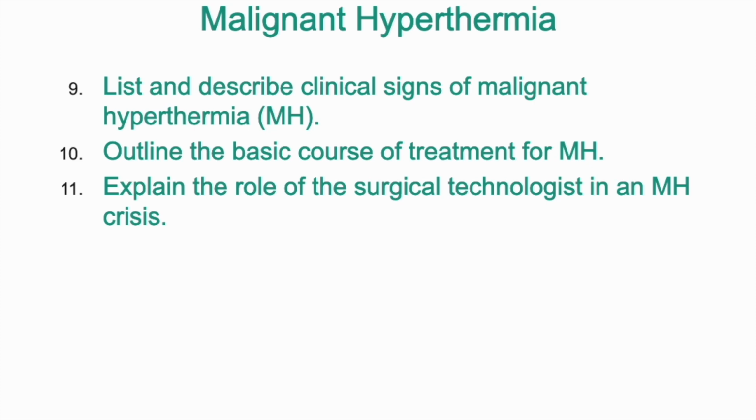Recognizing clinical signs such as rapid rise in body temperature, muscle rigidity, tachycardia, and hypercapnia is critical for early intervention. Treatments involve discontinuing triggering agents, administering dantrolene, cooling the patient, and monitoring vital signs closely. We play an important role by preparing and passing necessary supplies, assisting in cooling efforts, and maintaining sterile technique while ensuring the surgical environment supports efficient crisis management. These actions are crucial for improving patient outcomes in a malignant hyperthermia emergency.